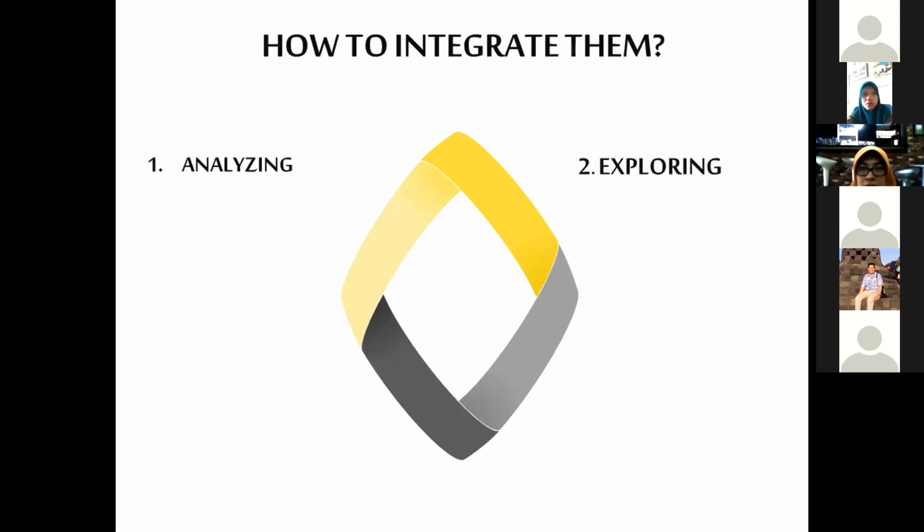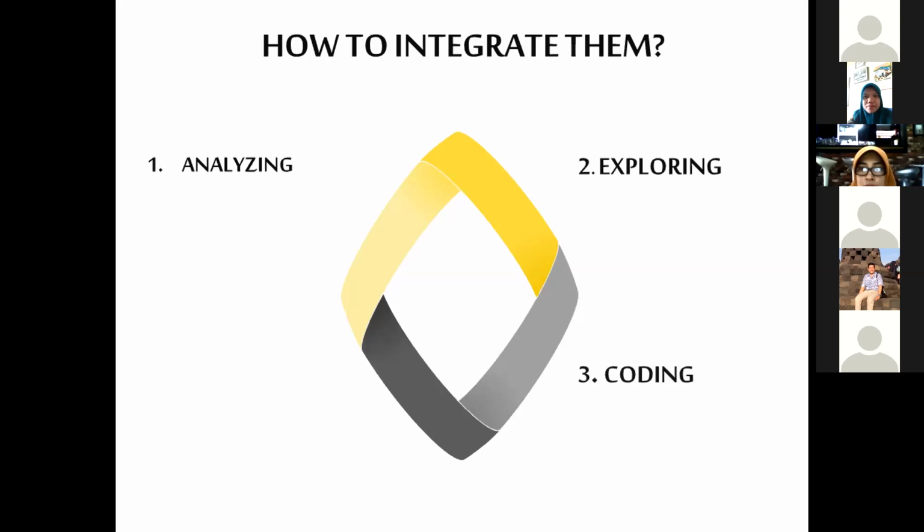The second step is exploring. We explore the moral message in the learning materials. When students learn about ethnicity or dialect, actually they do not only learn about how language is used in society, but we can explore the moral message in such learning materials.